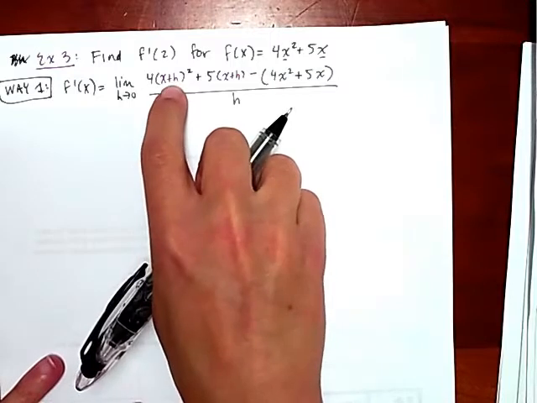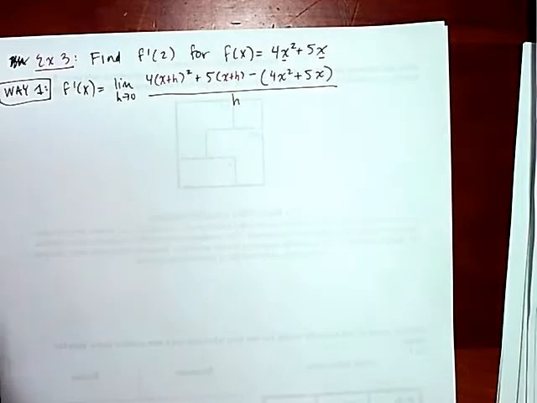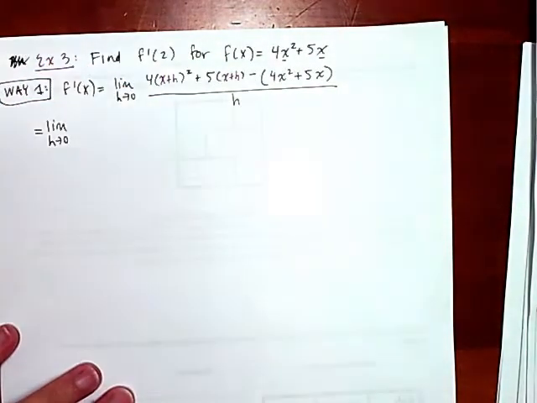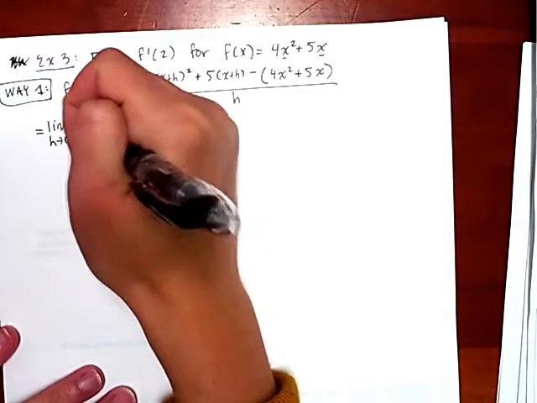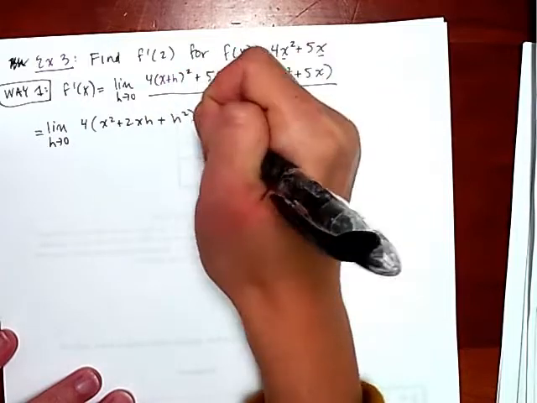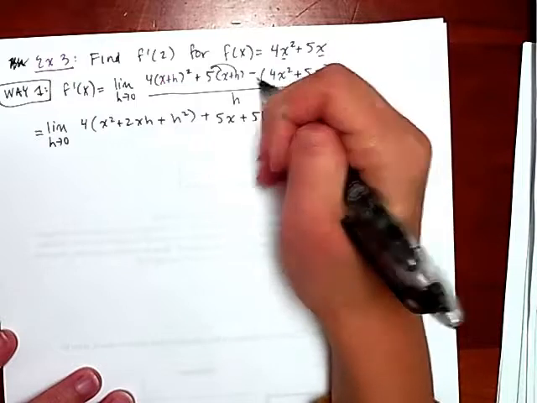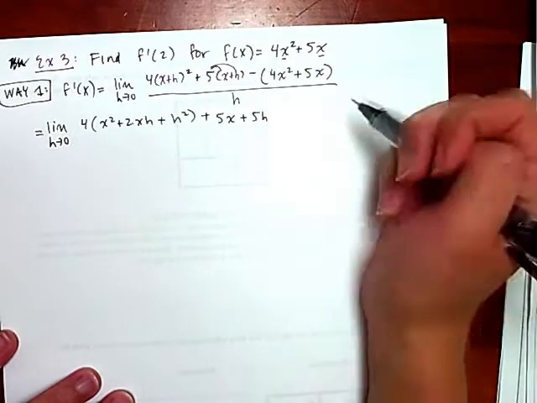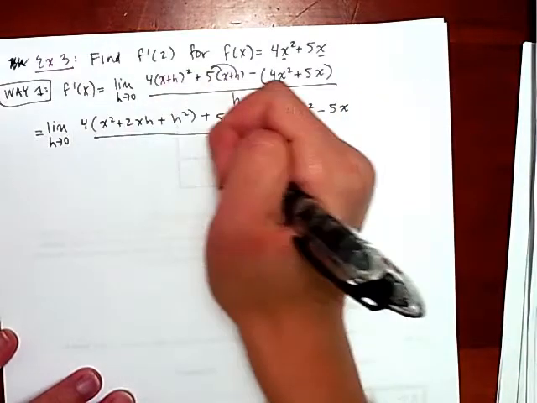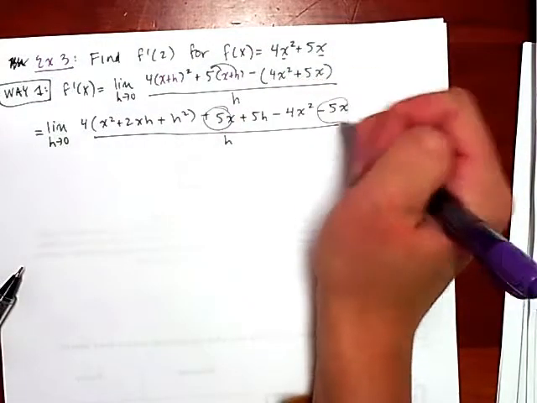I see I can expand the x plus h squared. I see I can distribute that 5 into the x plus h. So I'm just going to start doing some algebra, okay? So let's see. We have the limit as h goes to 0 of 4, and then I'm going to expand x squared plus 2xh plus h squared, plus I'm going to distribute, so I get 5x plus 5h. And then I'm also going to distribute that negative, so that's going to give me minus 4x squared minus 5x all over h.